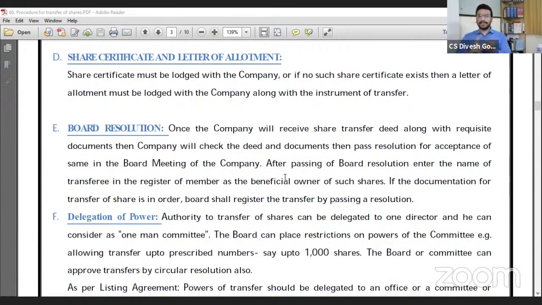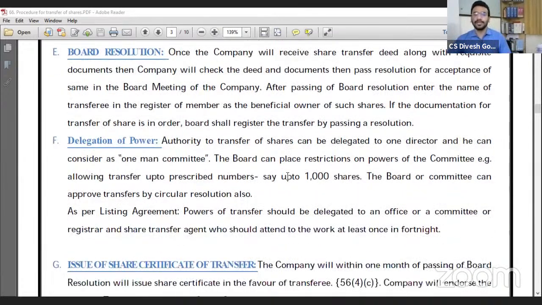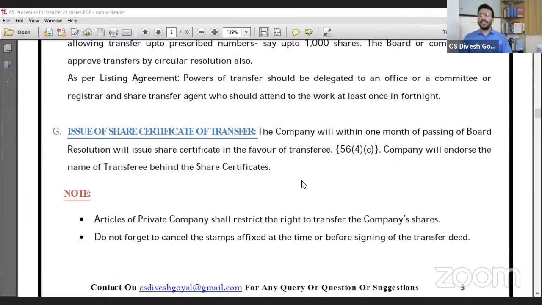After receipt of the transfer deed and the share certificate, the company will call a board meeting. Once the company receives everything, it will call a board meeting, check the documents and pass a resolution for acceptance of the same. After passing the resolution, the company will enter the name of the transferee in the register of members as the owner of the shares. If the documentation of transfer is not in order, the board shall refuse to register the transfer by passing a resolution. Delegation of power: the company can delegate this power of acceptance of share transfer to any person also. After passing the board resolution, the company will issue the share certificate and endorse at the back of the share certificate the name of the transferee, showing that the shares have now been transferred to the transferee.